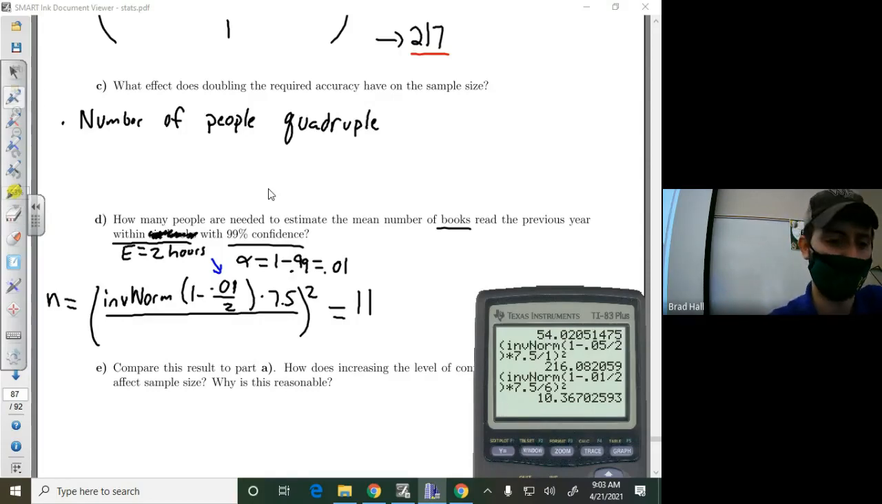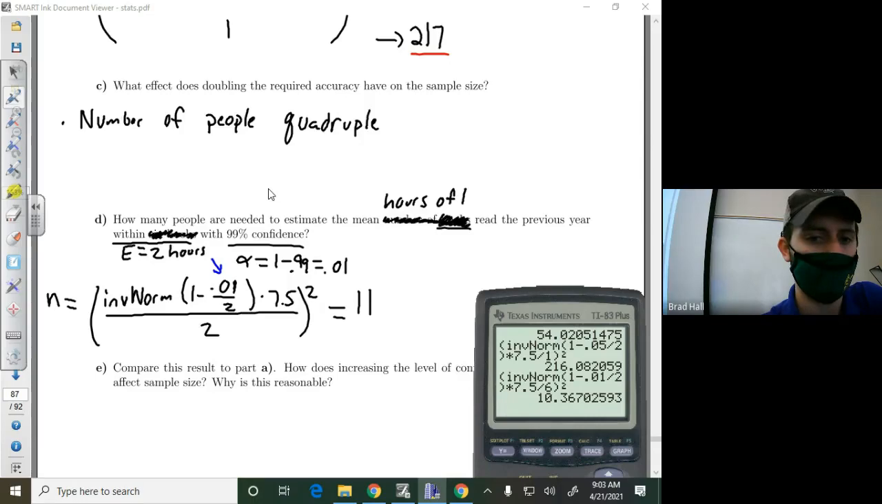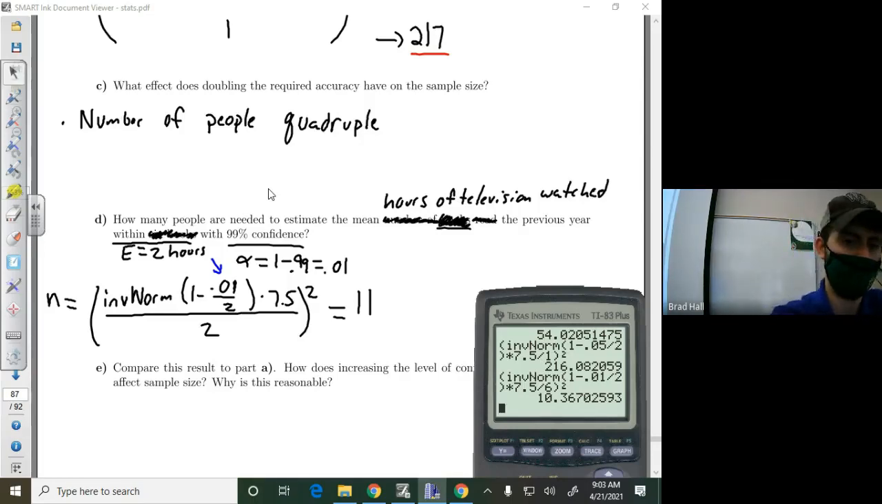This will really help us illustrate the point that we try to make in part E. So I'm changing problem D here to 2 hours. So that shouldn't say books, that should say hours of television. And of course, it's not going to be read, it's going to be watched, to be consistent. Then E is equal to 2 hours.